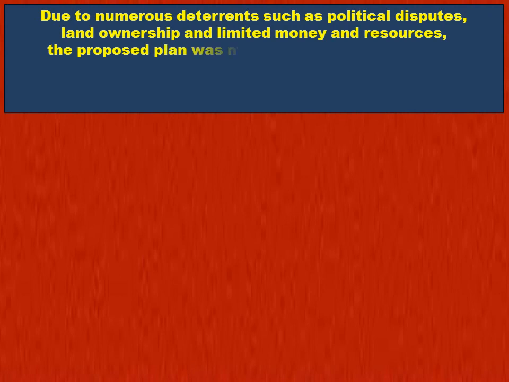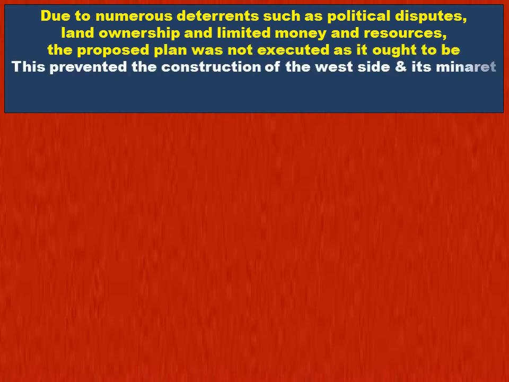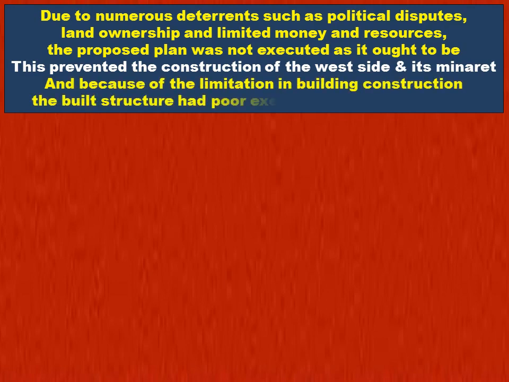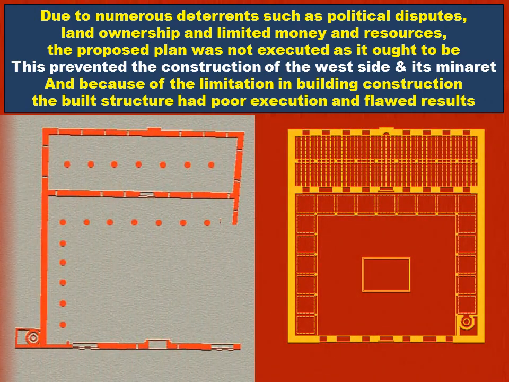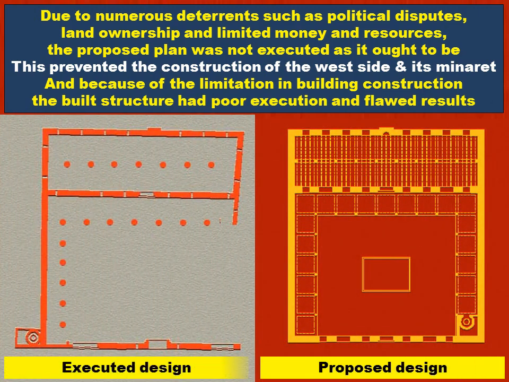Due to numerous deterrents such as political disputes, land ownership and limited money and resources, the proposed plan was not executed as it ought to be. This prevented the construction of the west side and its minaret, and because of the limitation in building construction, the built structure had poor execution and flawed results. Proposed design. Executed design.